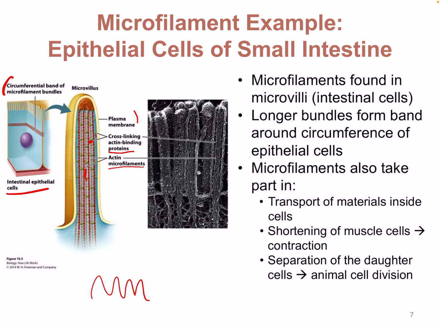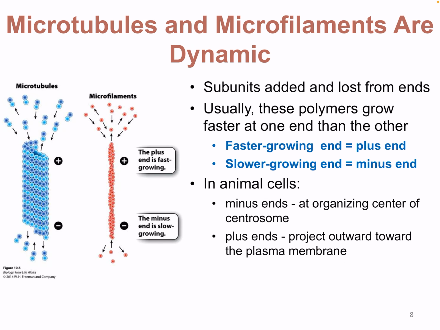So microfilaments are found in the microvilli. Here's our microvillus, which are in the intestinal cells. These are longer bundles that form bands around the circumference of the epithelial cells. These microfilaments also take part in the transport of materials inside the cells, the shortening of muscle cells, like in contraction, which we'll see in physiology with our actin and myosin. They're involved in the separation of daughter cells during animal cell division, which we'll also talk about.